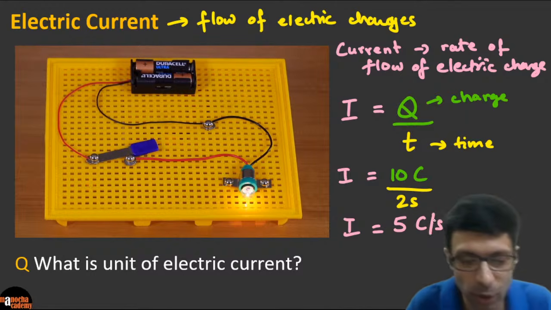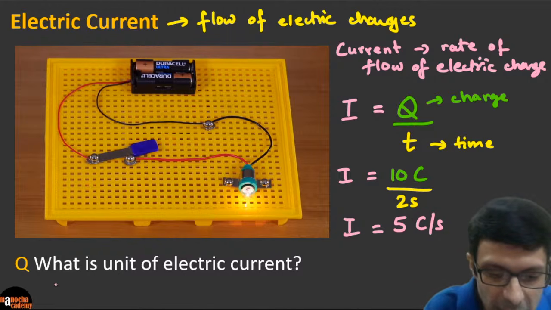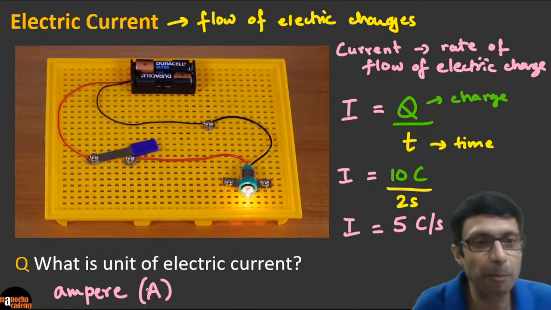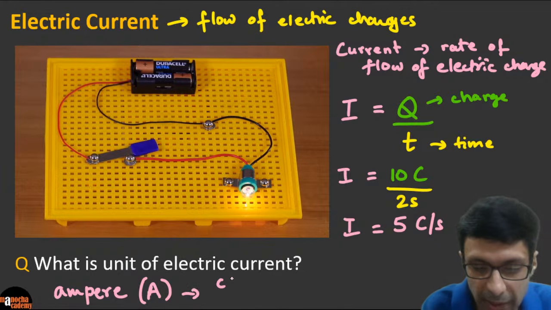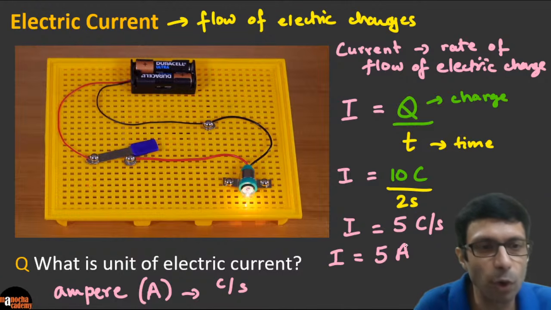Excellent, guys. You already have the answer to this question. What is the unit of current? It's basically ampere. You must have heard of this in your daily lives: 5 ampere current, 10 ampere. Ampere is nothing but coulomb per second. So we can write the current flowing here is 5 ampere. Very simple formula. You just divide the charge flowing by the time. So 10 coulomb by 2 seconds is going to be 5 ampere.